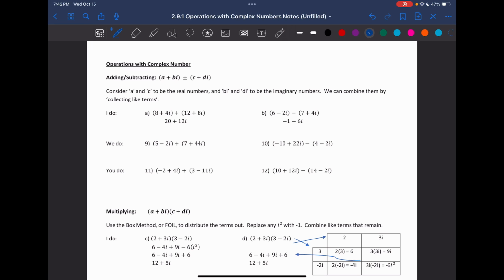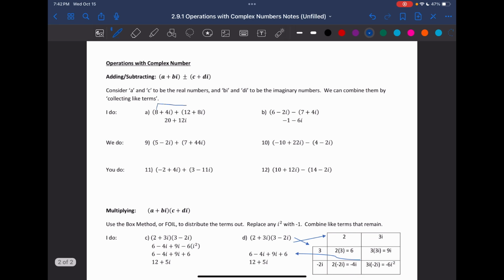So in letter A, our like terms are 8 and 12. So 8 plus 12 is 20. Then I would go ahead and do my other terms, which are i values, and add those together. So 4 plus 8 is 12. So I get the final answer of 20 plus 12i.